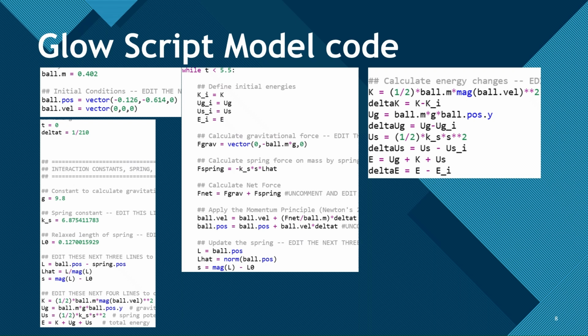With the help of the velocity update formula and position update formula, we'll update the ball's position and velocity for every loop, and then we will also update the L hat. Eventually, moving down the while loop, we will also update the energies and the change in energies.